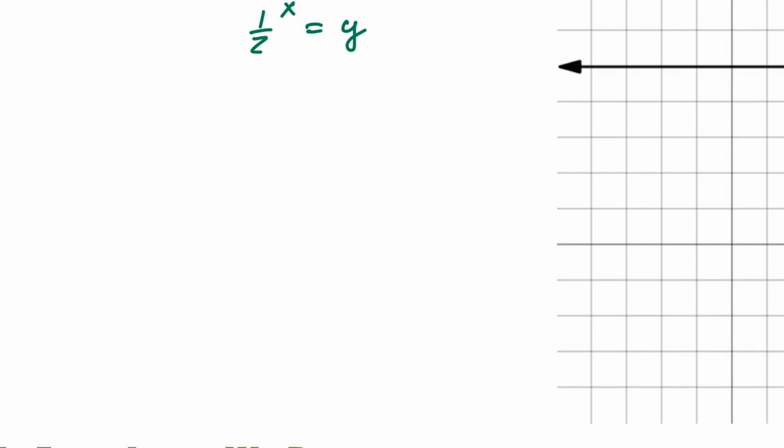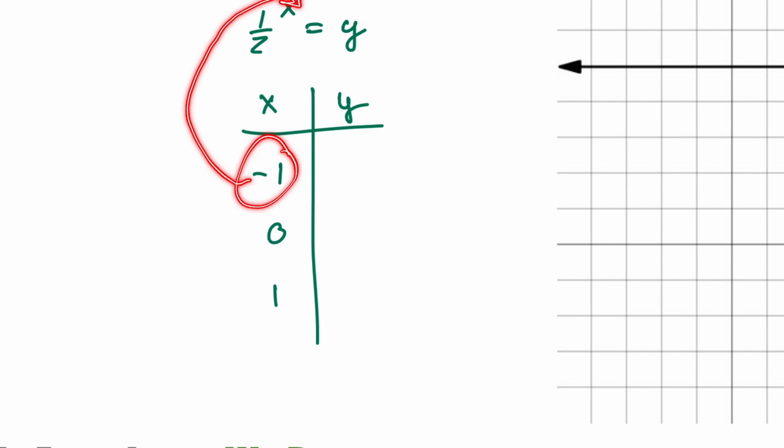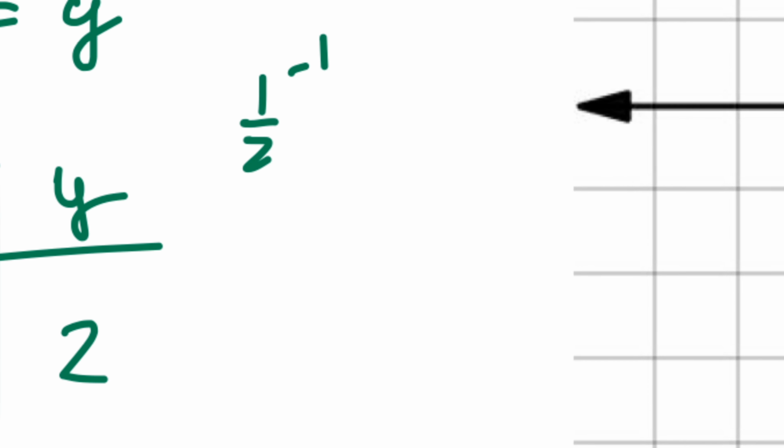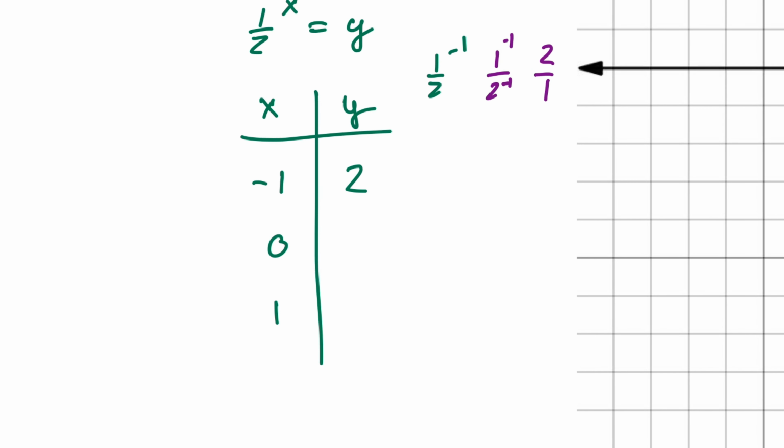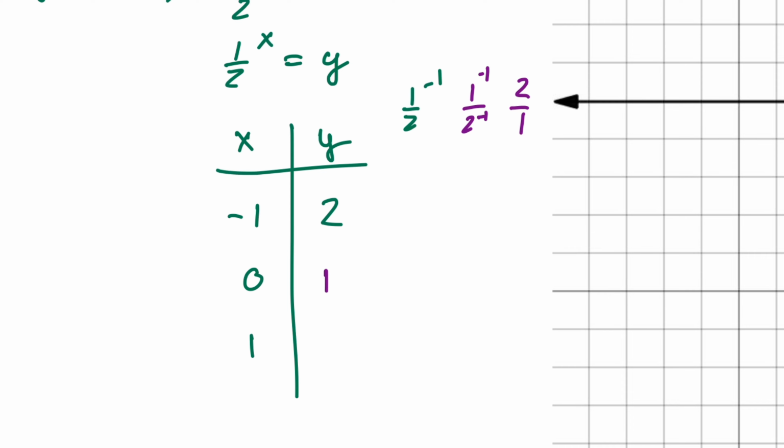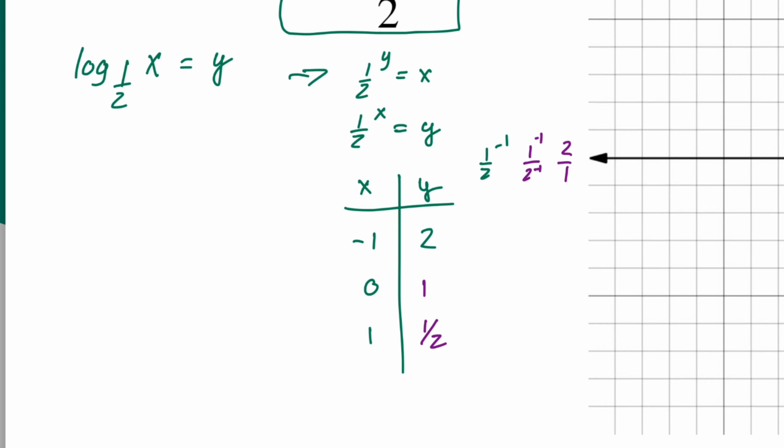I make a t-chart, x and y, and I use my apparent points of -1, 0, and 1. Now when I plug in -1 into x, that's 1/2 to the power of -1. Well, that really just flips it, right, to equal 2. Now if you're confused by that, remember, you apply that -1 to the top and bottom, that becomes 1 to the power of -1, 2 to the power of -1, which just flips it to 2 over 1, or just 2, okay? Now anything to the power of 0 is 1, and then again, 1/2 to the power of 1 would just be 1/2, okay?